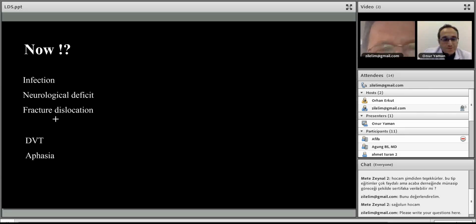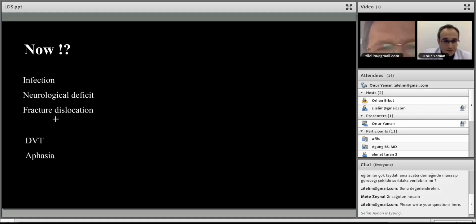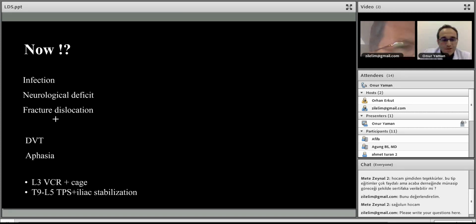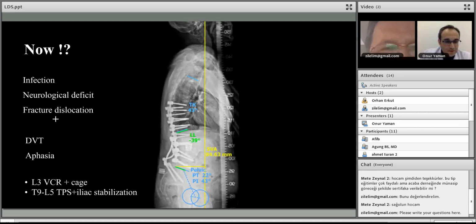So, lumbar degenerative scoliosis surgeries are really very complex. The complication rates are very high. First of all, we solved the infection problem of the patient. Then we performed the VCR at L3. We inserted the cage here. We inserted screws from T9 to L5 and also to the iliac links. And this is the postoperative view of that patient.